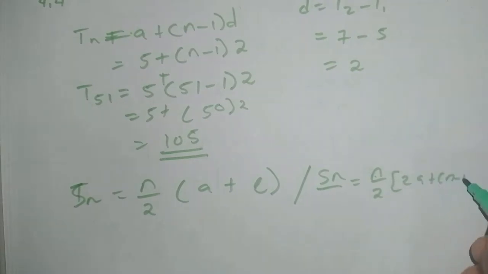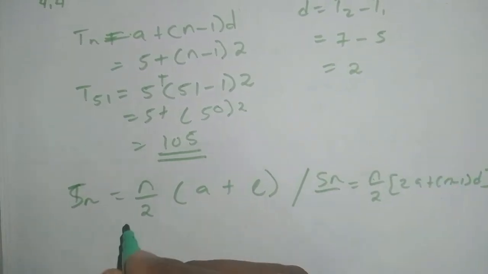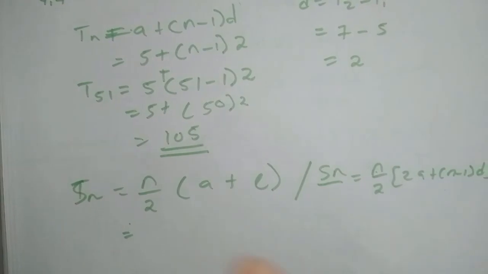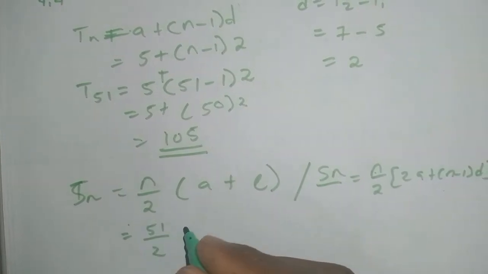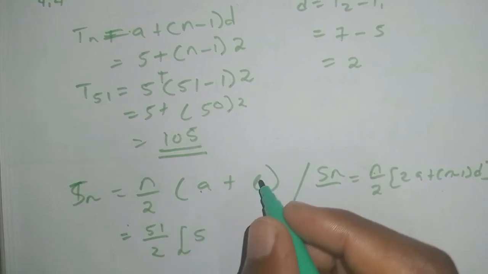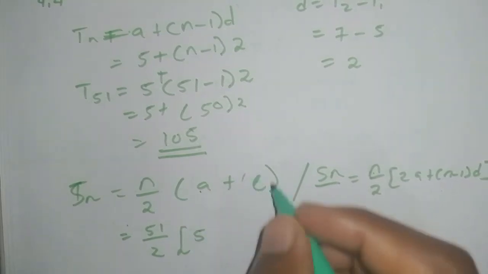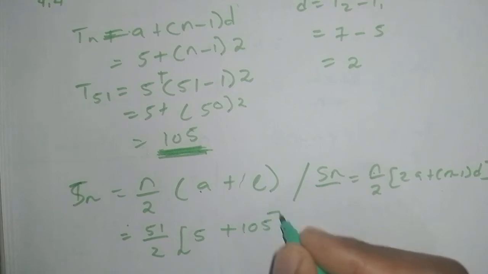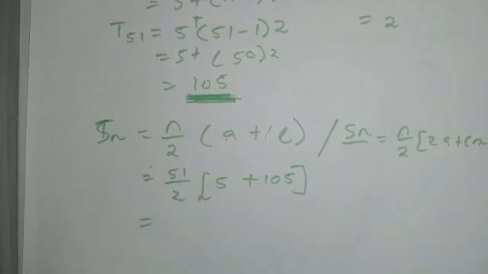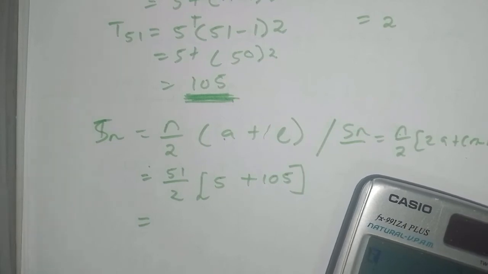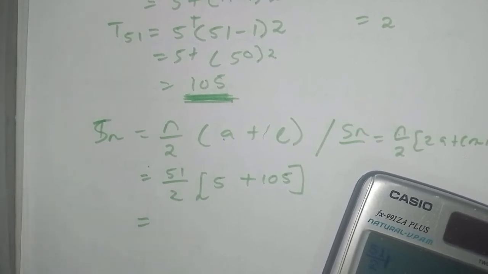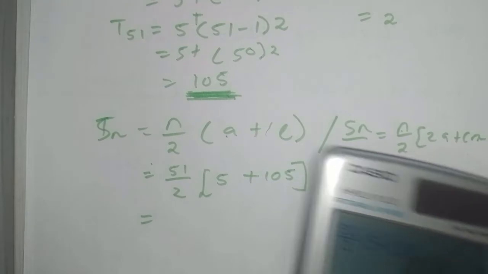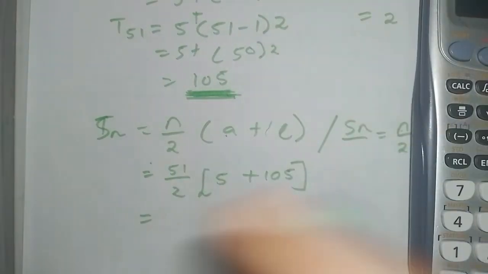2A plus (n minus 1) D. Let me start with this one. I have the value of n. What is the value of n? My position in this case is 51, over 2 into the value of A, which is 5. What is the value of my last term? The value of my last term is that, plus 105, right? When I calculate it, what am I supposed to be getting? 51 over 2 into 5 plus 105. What is my answer? 2805.